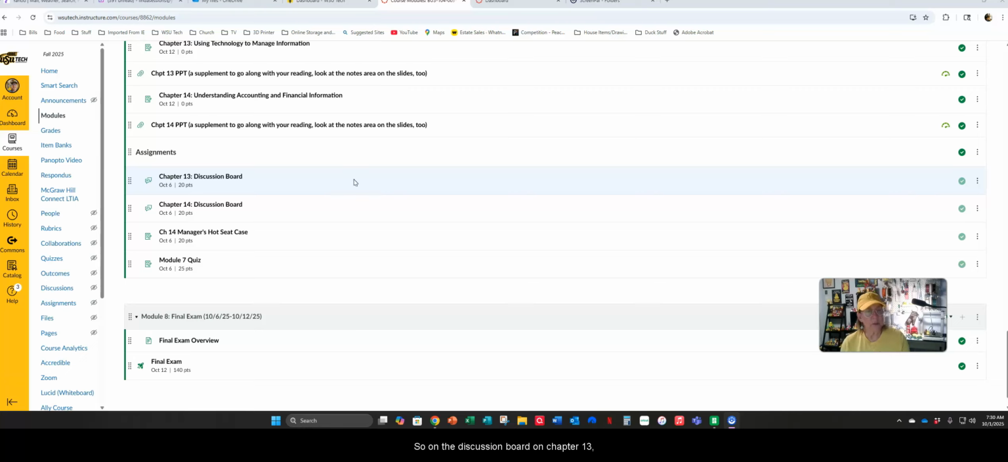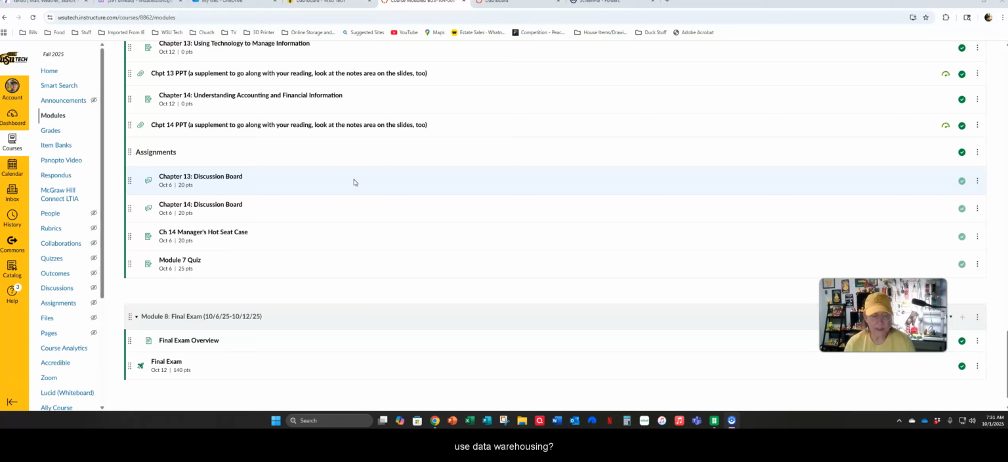So on the discussion board on Chapter 13, you're supposed to describe how a company might use data warehousing and data mining in its information system to better plan for new products. This is going to go along with Chapter 13, so make sure you read and look through Chapter 13 before you try to answer this question. For some of you, it might be tempting just to use AI. Don't use AI. Use your own words, guys, okay?